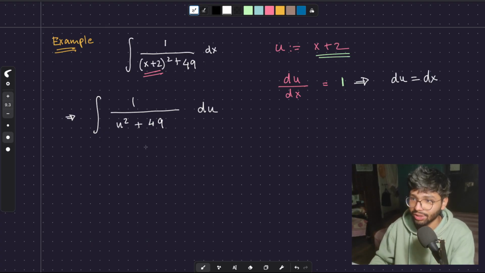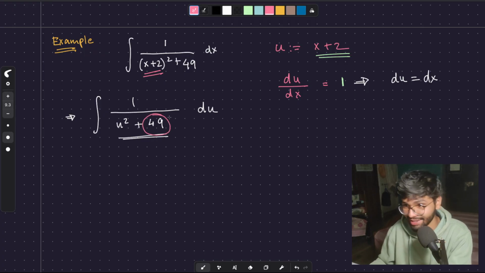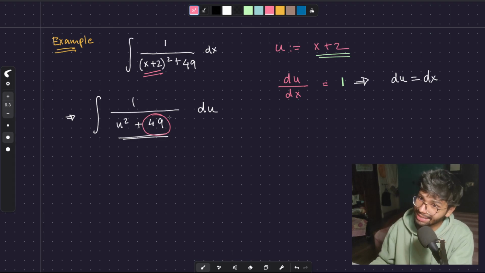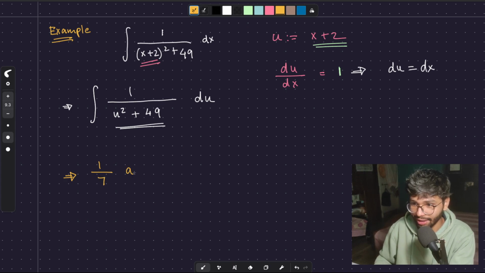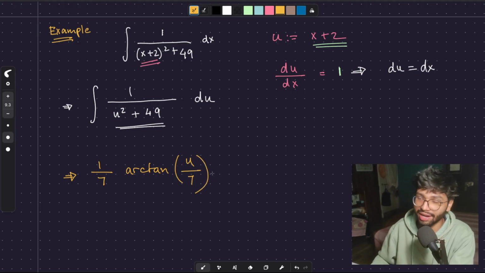We're all set. So we can just use the arctan formula here. But of course, we have to find out what the square root of 49 is. If you don't know what the square root of 49 is, find it out. You gotta know. It's 7. So we get 1 over 7, arctan of u over 7. Again, this is 1 over a, arctan of u over a, plus c.